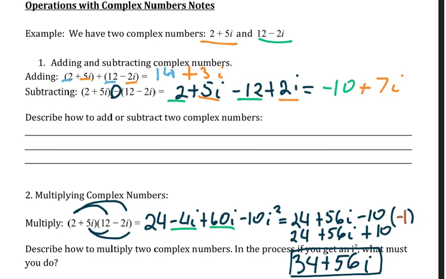So now pause the video and take a moment to describe how to multiply two complex numbers, and you have to explain what happens when you get an i squared. After you finish, unpause the video and continue with me.